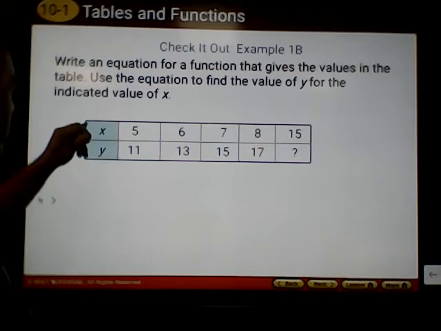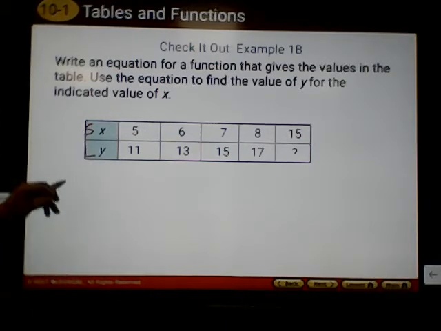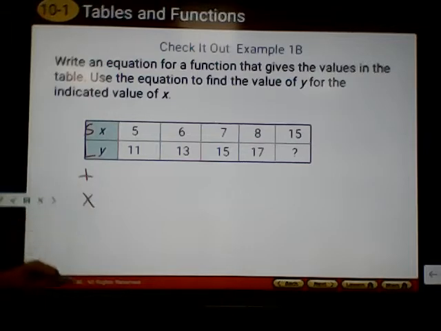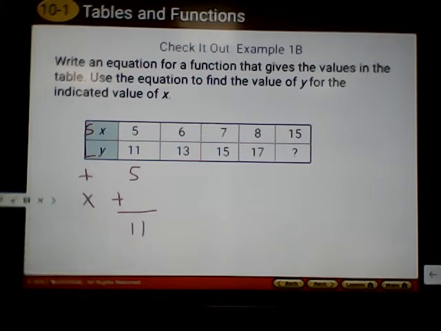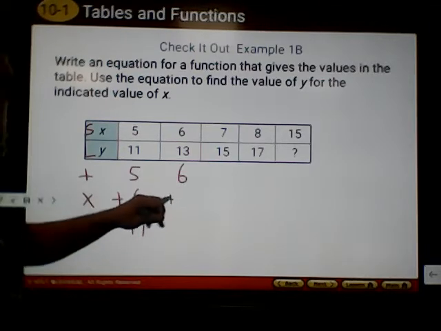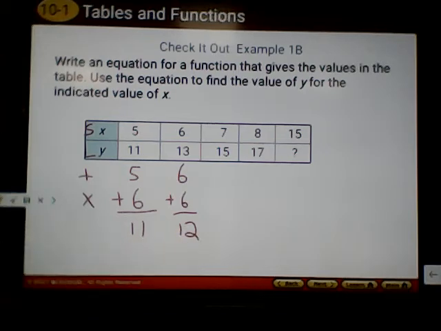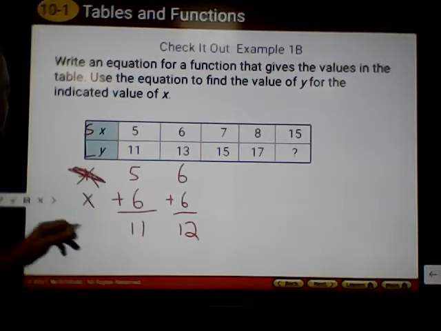So here we go. Smaller to larger. So we know it's going to be adding or multiplying. So we start with 5. What can you add to get 11? Well, 5 plus 6 is 11. So let's try this. 6 plus 6, do we get 13? Nope, we get 12. So adding does not work. So we take care of adding out of this.